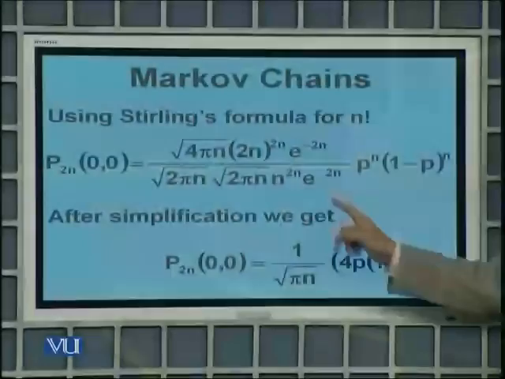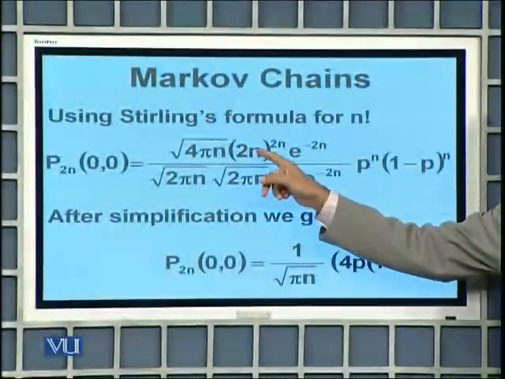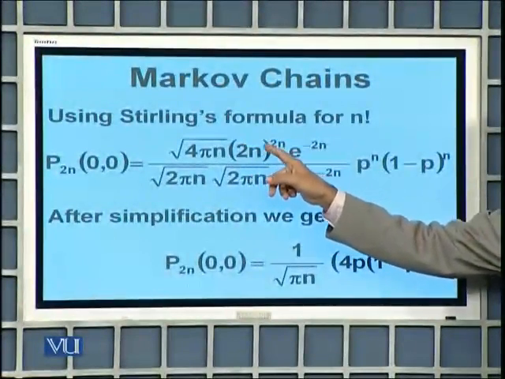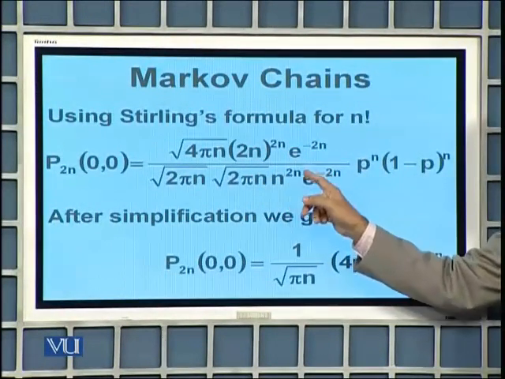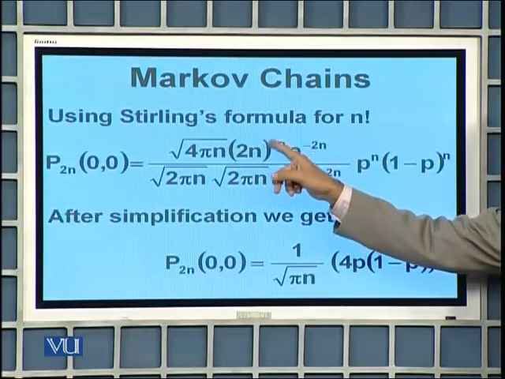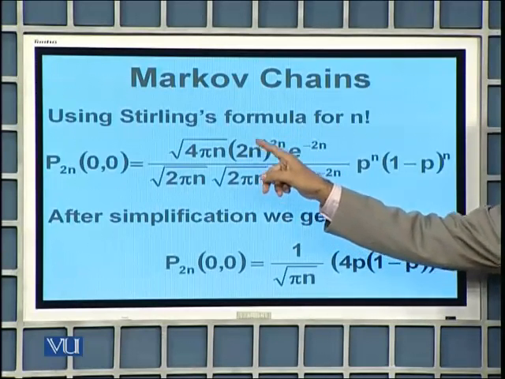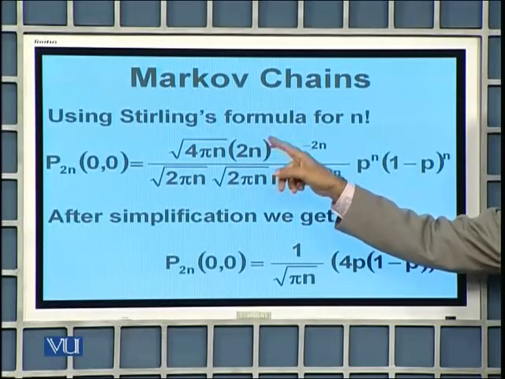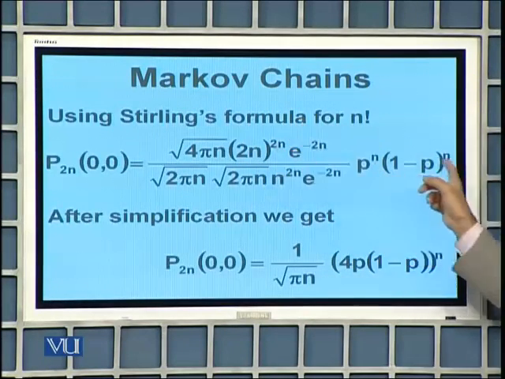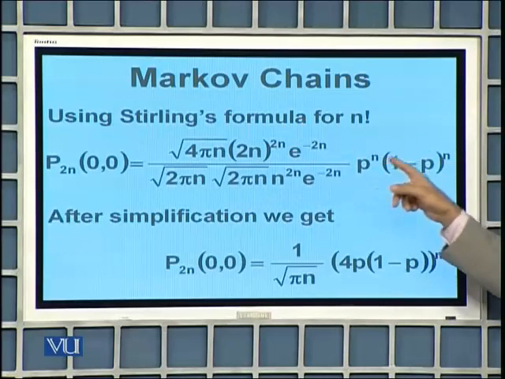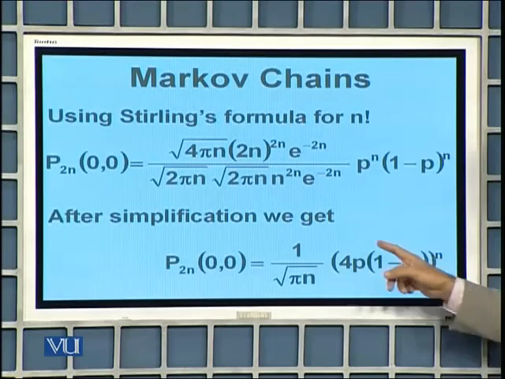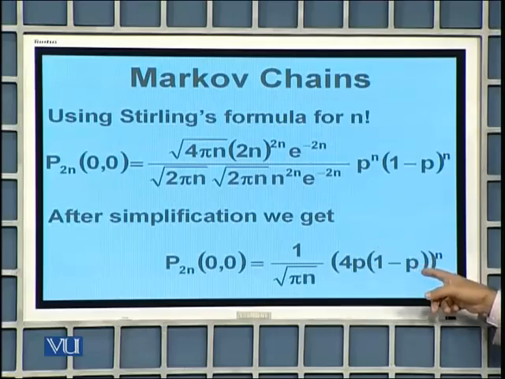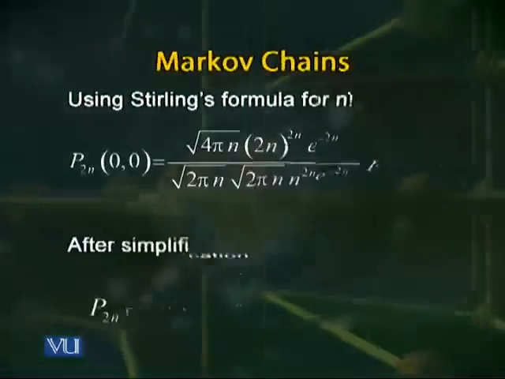This 4 comes from expansion of this factor 2 raised to power 2n. The n raised to power 2n cancels with this n raised to power 2n in the denominator, and this 2 raised to power 2n, which is equal to (2 raised to power 2) raised to power n, or 4 raised to power n, is combined with these entries all having p raised to power n or (1 minus p) raised to power n. So everything combined here gives us 4p into (1 minus p) whole raised to power n.